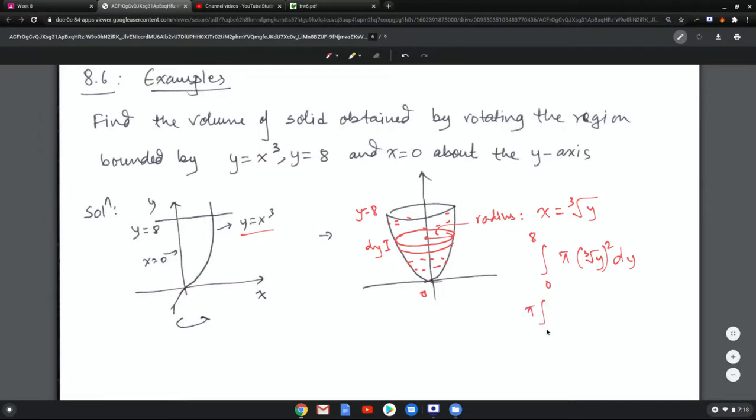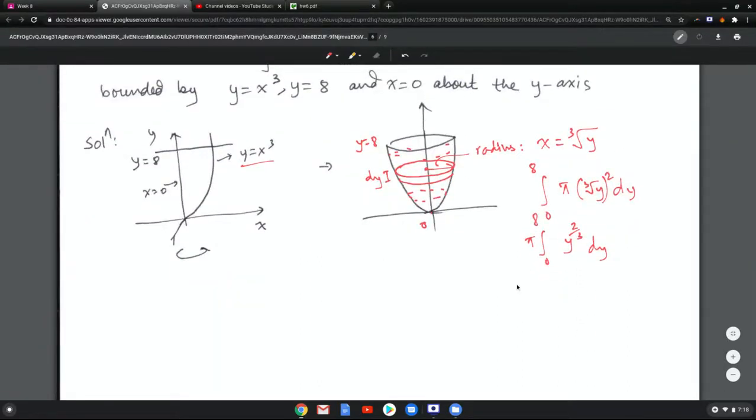So I have pi integral from 0 to 8 of y to the 2/3 dy, which becomes pi times y to the 5/3 times 3 over 5, from 0 to 8. That's 3 pi over 5 times 8 to the 5/3. That's 96 pi over 5.